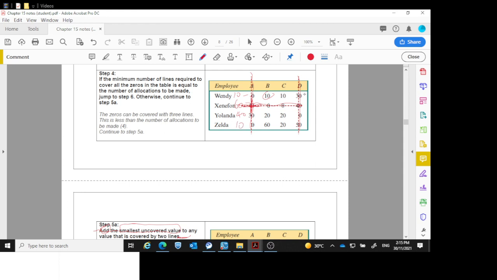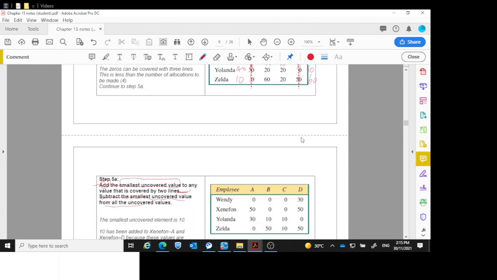This 30 gets a 10, and this 0 gets a 10. This 30 here gets a 10. This 0 gets a 10, this 0 gets a 10. This 40 got two lines, one this way and one this way, so it gets a 10 twice. This 0 gets a 10, and this 50 gets a 10. Okay, so that's what you should be doing. That's the first step.